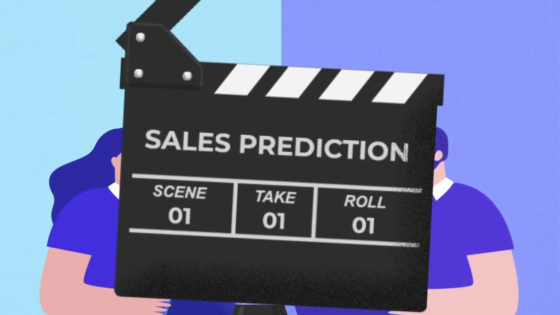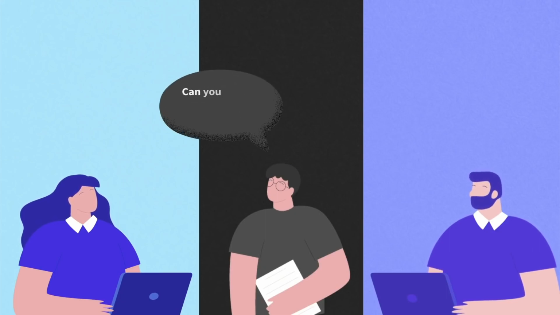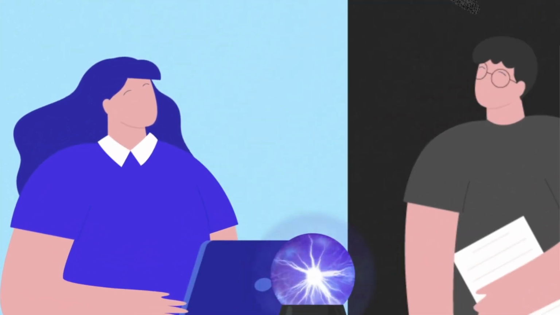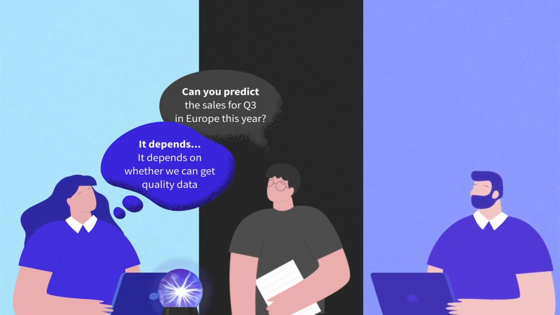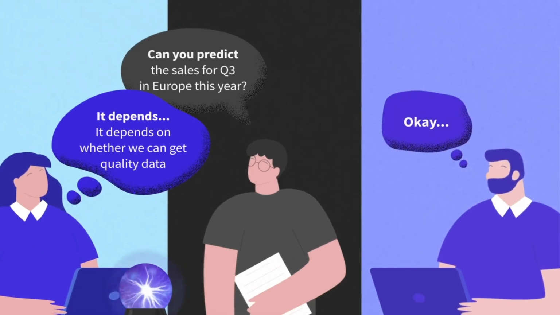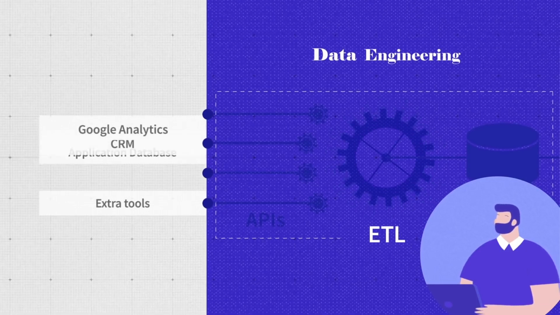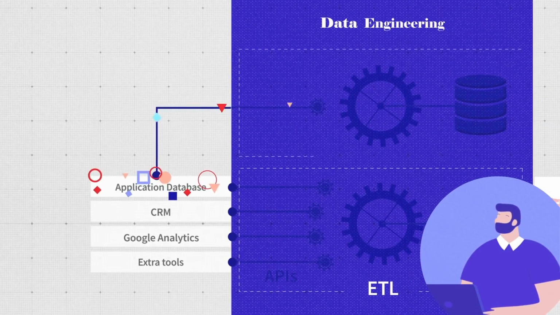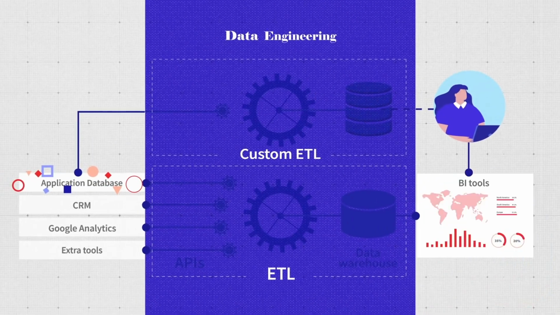A common scenario sounds like this. A product manager shows up and asks a data scientist, "Can you predict the sales for Q3 in Europe this year?" Data scientists never make bold promises, so her response is, "It depends. It depends on whether we can get quality data." Well, guess who's responsible now? Besides maintaining and improving the existing pipelines, data engineers would commonly design custom pipelines for such one-time requests. They deliver the data to the scientist and call it a day.